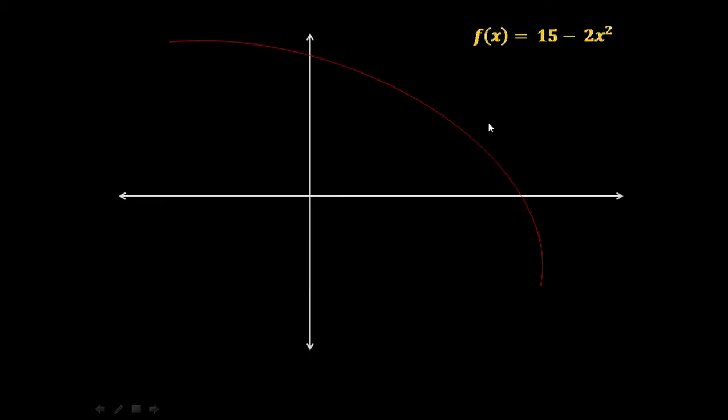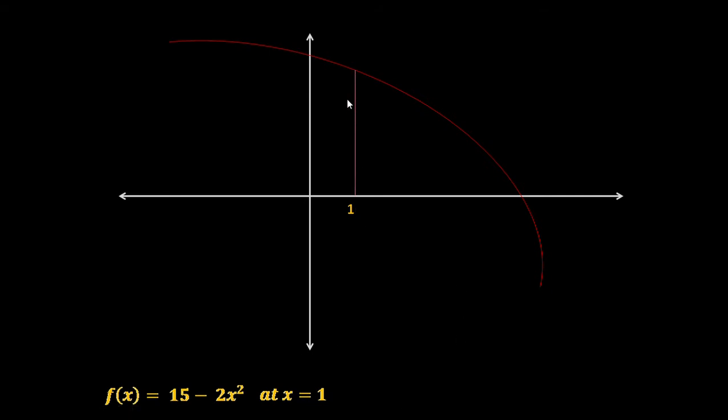So if we consider this example, f(x) equals 15 minus 2x squared, then the curve will be like this. Now here, if we have to find out the slope of the tangent line at x equals 1, then how can we determine it? Here only one point has been given, x equals 1. And through one single point, infinite numbers of lines are possible to draw.